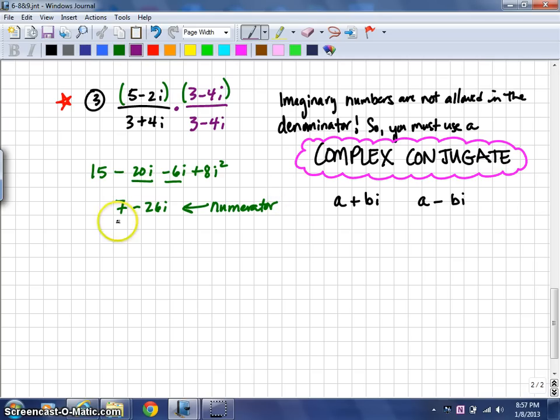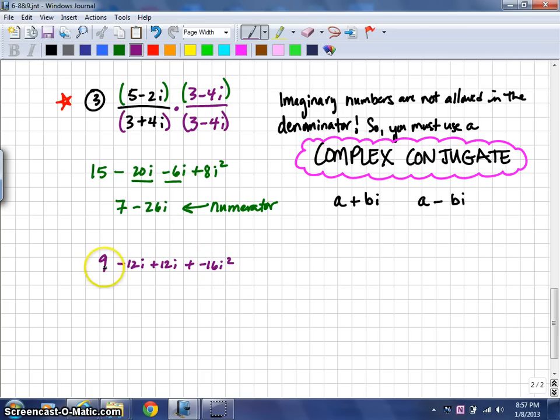Let's go ahead and do the bottom now in purple. On the bottom, I'm simply going to do FOIL. 3 times 3 is 9. Then I get negative 12i on the outside terms. The inside terms become 12i, and the last terms become negative 16i squared. But remember, i squared is negative 1, so that will turn that negative 16 back into a positive, and that will combine with the 9.